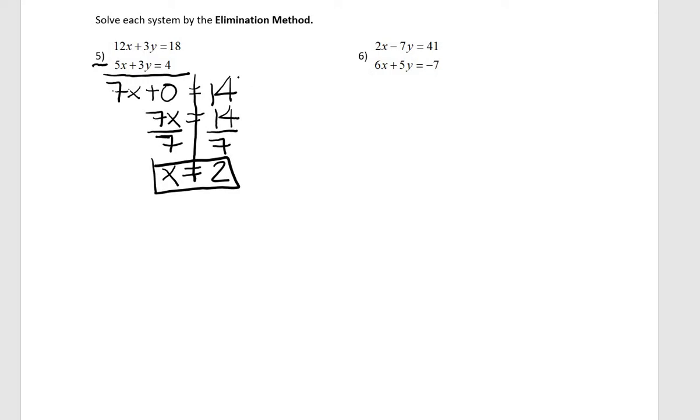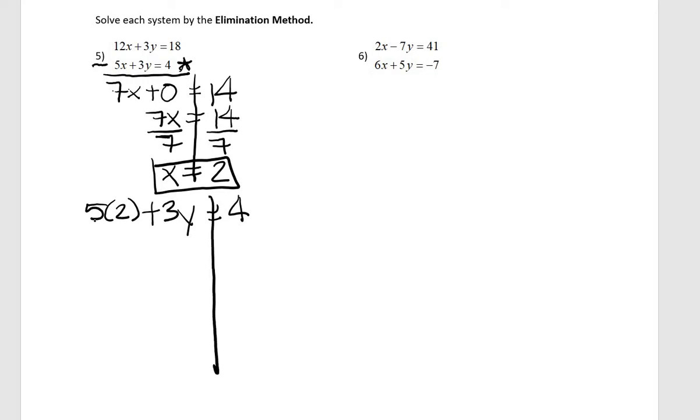Once I figure out what x is, I'm going to plug that into either one of the first equations to figure out what y is. I'm going to use this bottom equation right here because the numbers are smaller, so it's probably going to be easier for me to figure out what y is. So I have 5x, but remember, instead of x, we're going to put 2 since we figured out x is 2. So 5 parentheses 2 instead of x plus 3y equals 4.